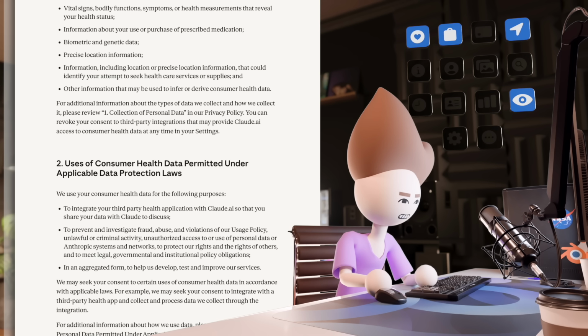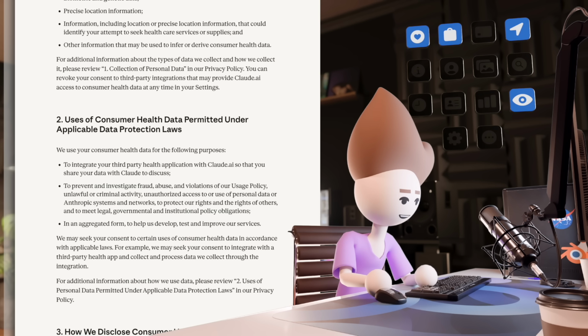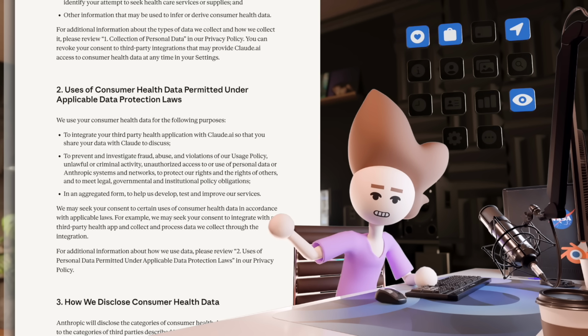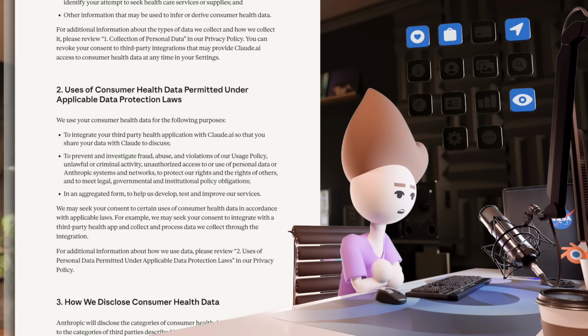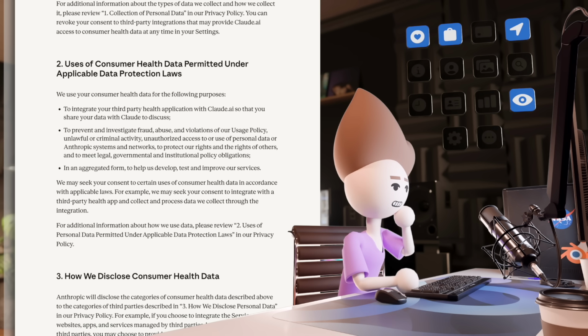2. Uses of consumer health data permitted under the applicable data protection laws. We use your consumer health data for the following purposes. To integrate your third-party health applications with Claude.ai so that you can share data with Claude to discuss, to prevent and investigate fraud, abuse, and violations of our usage policy, unlawful or criminal activity, unauthorized access or use of personal data, or Anthropic systems and networks to protect our rights and the rights of others, and to meet legal, governmental, and institutional privacy obligations in an aggregated form to help us to develop, test, and improve our services.